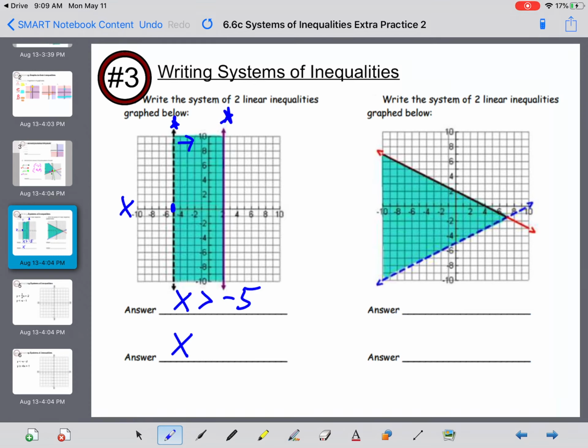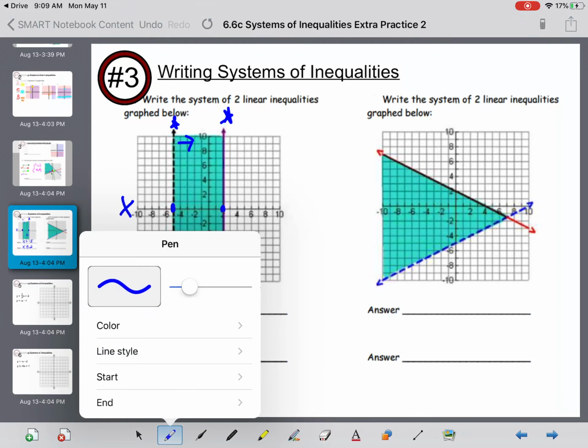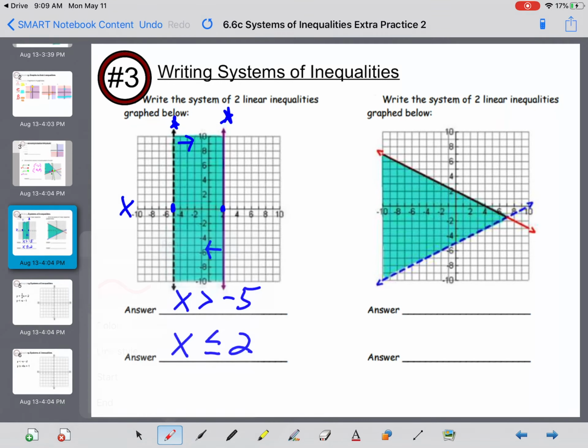For your second inequality, it's going to be x. It's a vertical line going through +2. But this time it's solid and shaded to the left. Solid means there's going to be a line underneath our inequality symbol. Shaded to the left means the values that are smaller than 2, so x is less than or equal to 2.